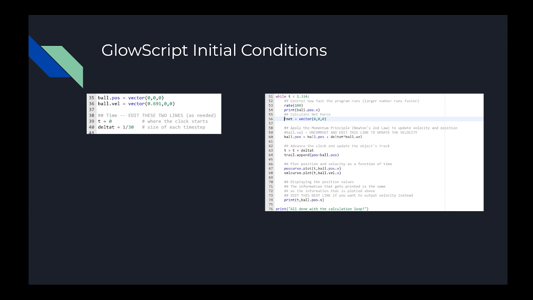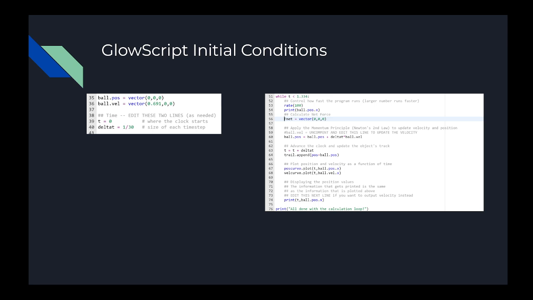These are our GlowScript initial conditions, where the initial position of the cart was at 0, 0, 0, the origin. Its initial velocity was what we calculated to be the initial velocity of the cart, which was 0.691 meters per second in the x direction, at time equals 0, where the change in time was 1/30 seconds.